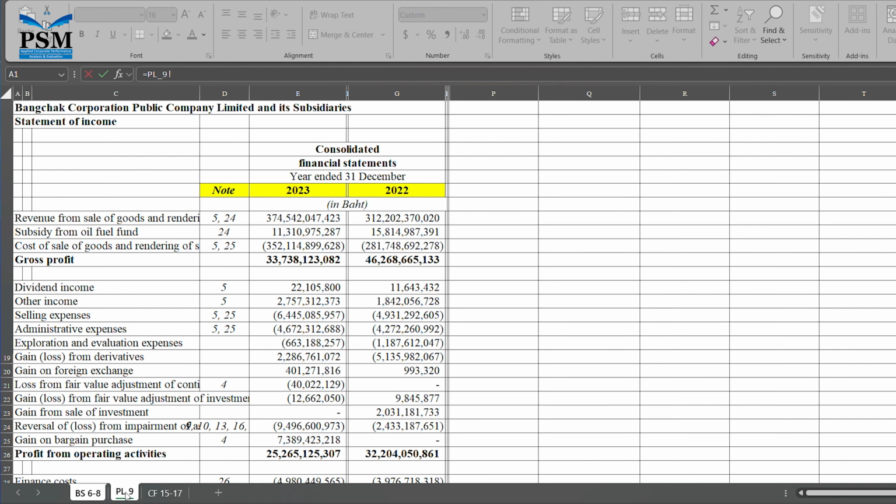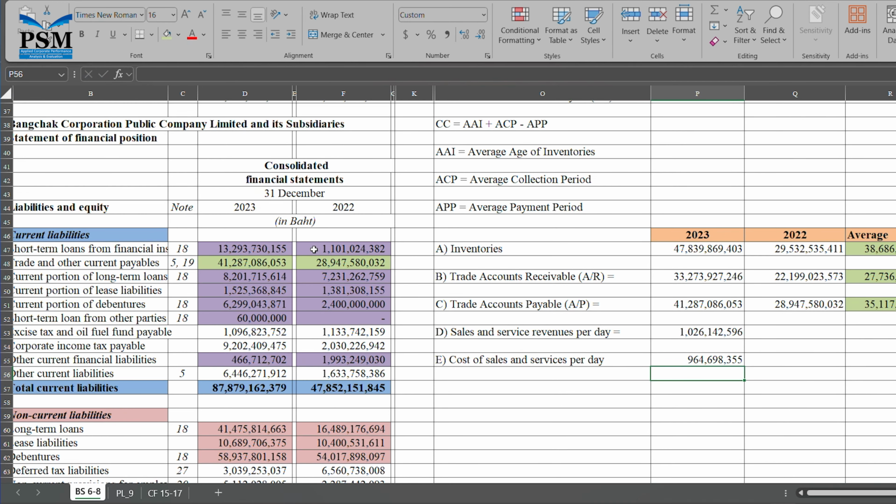We have to calculate the cost of sales and services per day, which represents the production cost or cost of providing the goods. So we take that number from the income statement and we divide it by 365 days. Now that number is negative because it's a cost. To get it per day, we multiply it by -1, just to turn it into positive.